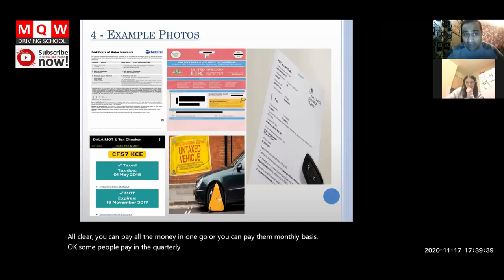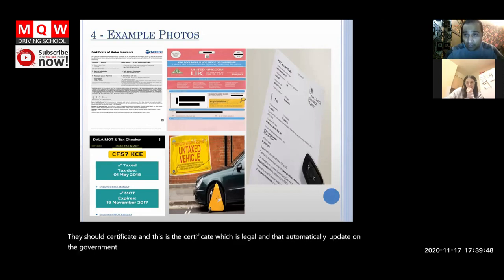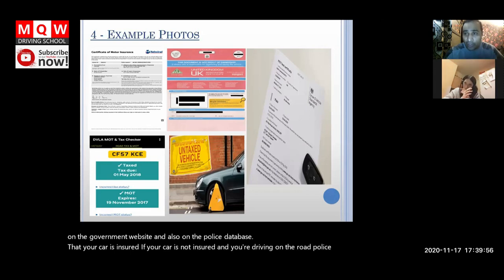They issue the certificate, and this is the certificate which is legal, and that automatically updates on the government website and also on the police database that your car is insured. If your car is not insured and you're driving on the road, police can stop you and can give you points on your license.